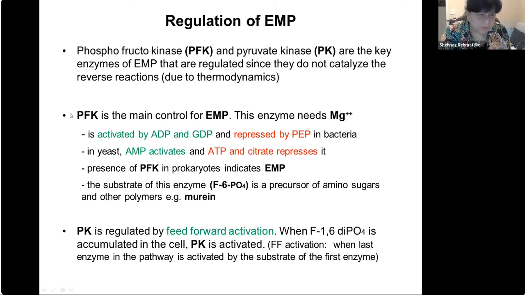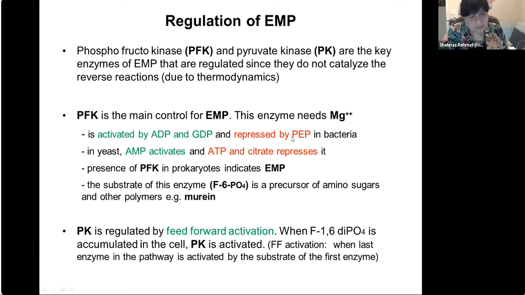So PFK is the main control for EMP. This enzyme also needs magnesium ions. Now there are certain activators for this enzyme. So ADP and GDP activate the phosphofructokinase enzyme. This is repressed by PEP. You remember this is one of the intermediates towards the end. So actually, if there's too much PEP, your EMP will be down-regulated, will be repressed.